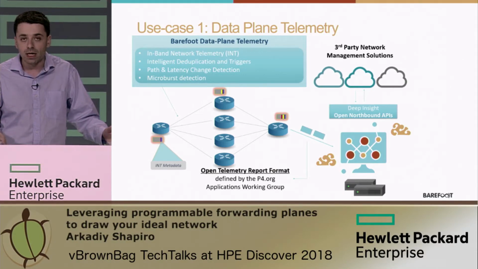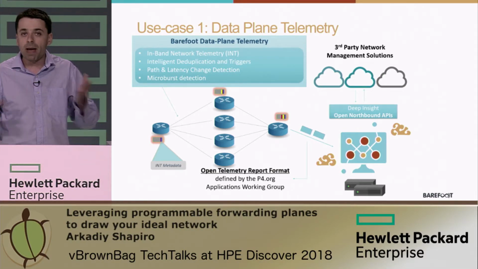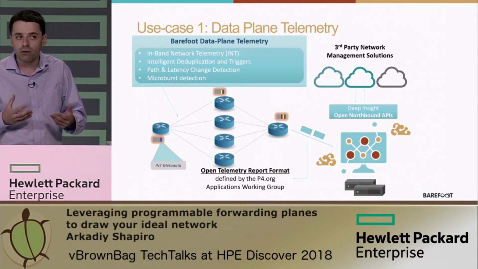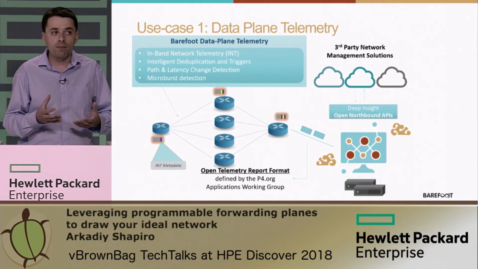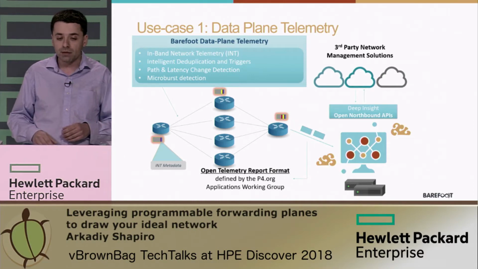Right? And anomalies are things like microburst, high latency that goes beyond the defined threshold, packet drops for a variety of reasons, right? Whether it's a tail drop in the queue, or drop because of ACL, or for any other reason that the switch may be dropping packets, right?